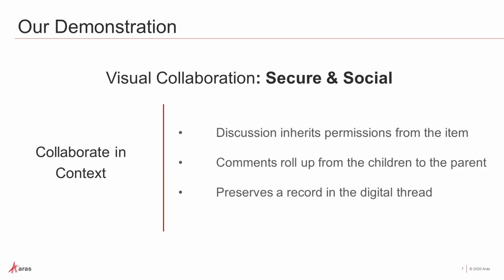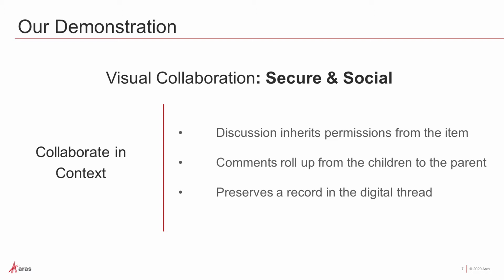Looking next, what do these words mean? We're going to start with the secure social piece. I like to call this one collaborate in context, because you can't get away from the fact you're inside an item in Aras Innovator and you're seeing the discussion related to that item. The only people that can see the discussion that's happening inside of Aras and inside of what you're going to see today are the ones with permissions to access that item. It's very strict and it inherits permissions as you go up. So comments roll up from the child to the parent, and if you only have access to one of those levels, you'll only see the conversations at that level.